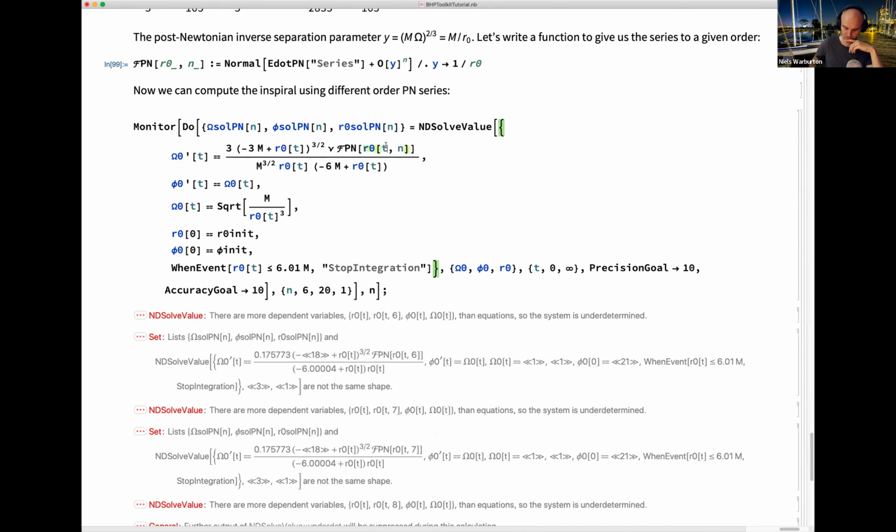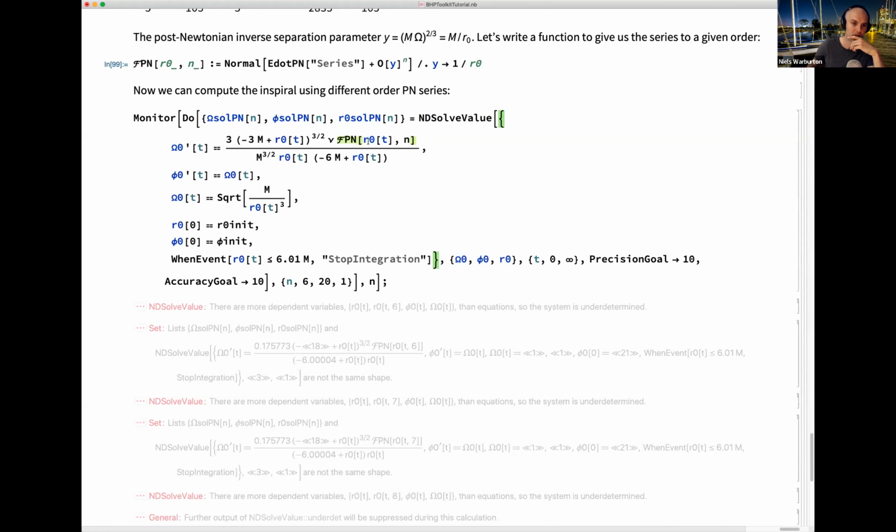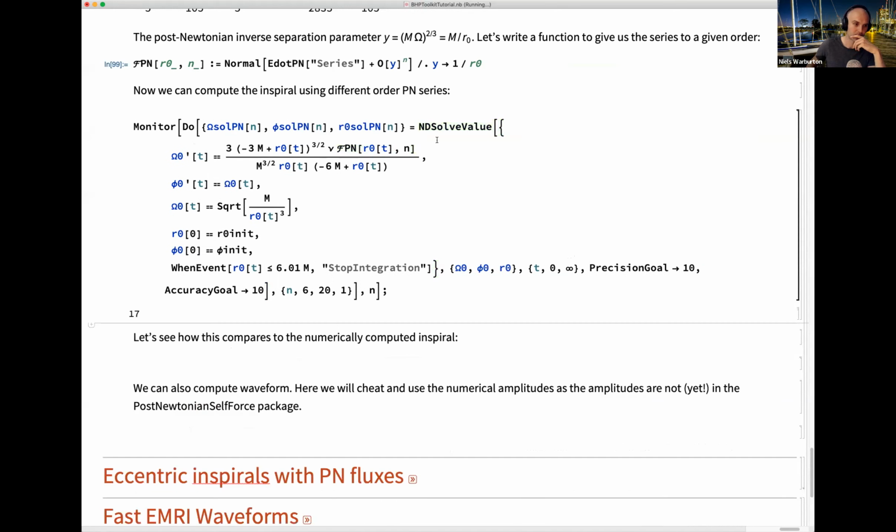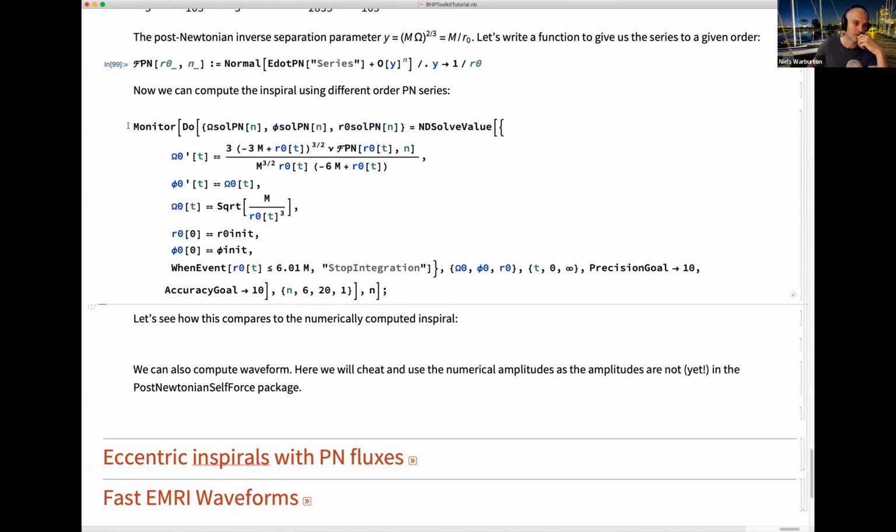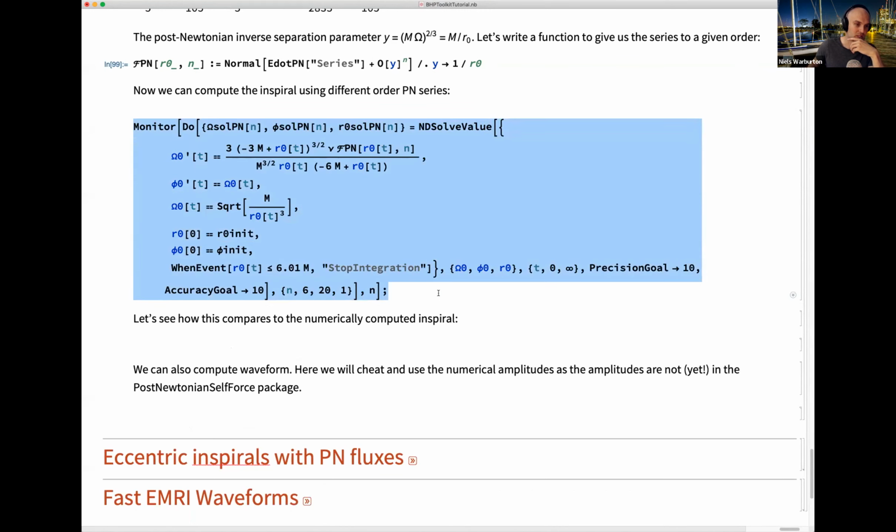Oh, sorry, this is incorrect notation. It's R0 of t, and it's this function that has 2 arguments, not this function. There we go. It just computed a whole series of post-Newtonian inspirals using different truncation orders of the PN series.